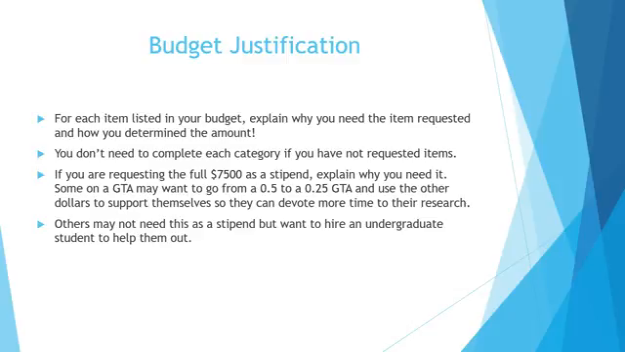Some, like a graduate teaching assistant, may want to go from a 0.5 FTE to a 0.25 FTE and use other dollars to support themselves so they can devote more time to the research. Others may not need this as a stipend, but may want to hire an undergraduate student to help them out.